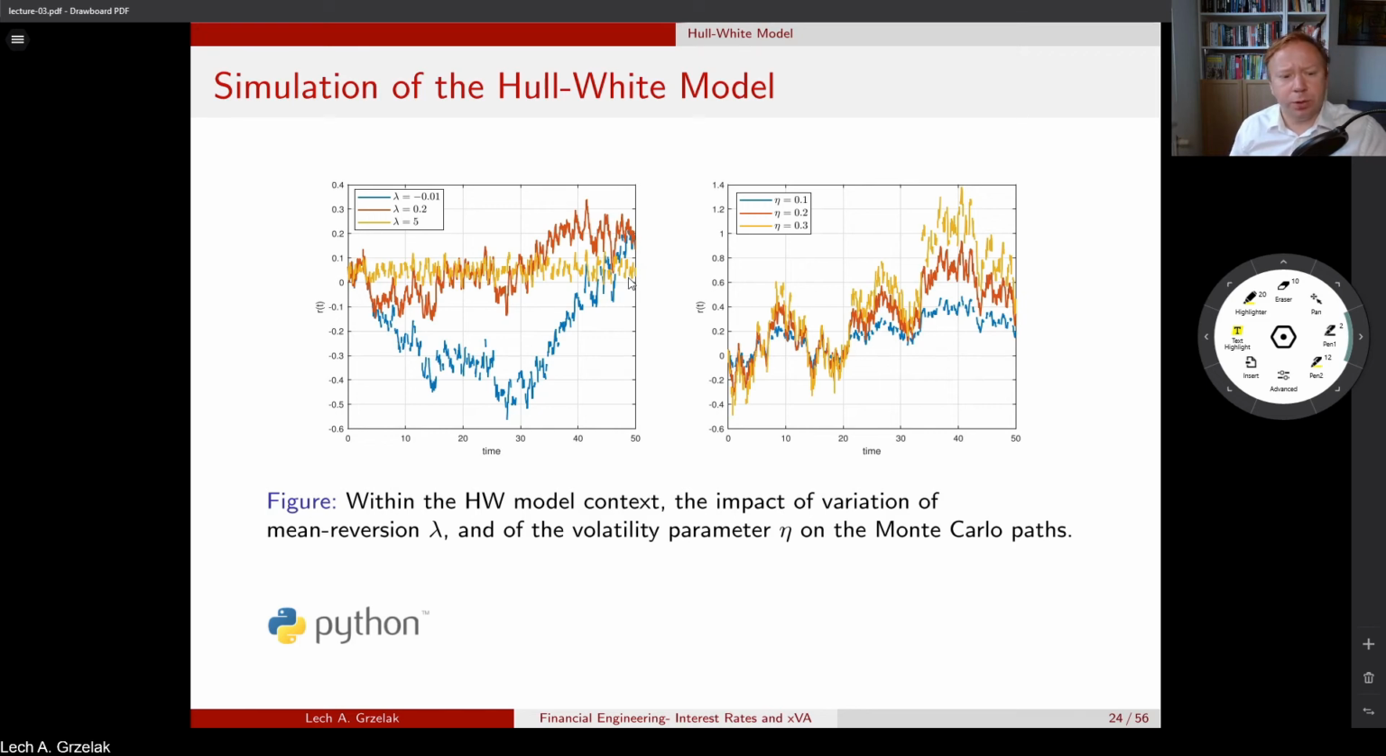But here you can see, again, we have a long-term mean. Here it's 5%. And depending on the speed of mean reversion, with a lambda here of 5, it's a fast mean reverting. The red curve is a lower mean reversion. And even if we have negative or close to 0, then it's slowly mean reverting. And this is the impact of the volatility. The more volatility we have, the more oscillations, but also more uncertainty we introduce to the model.